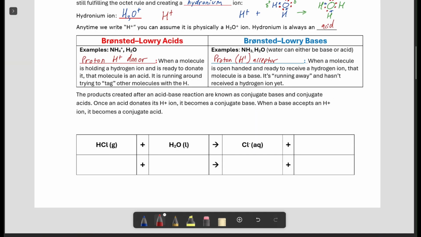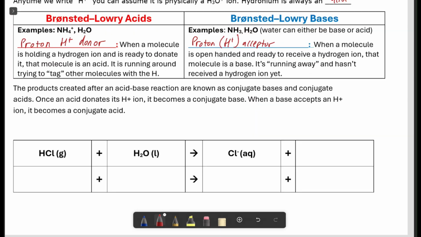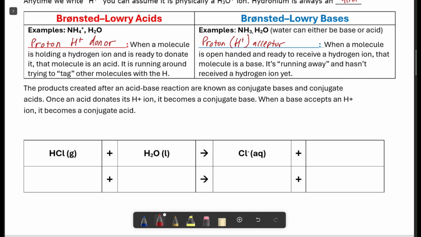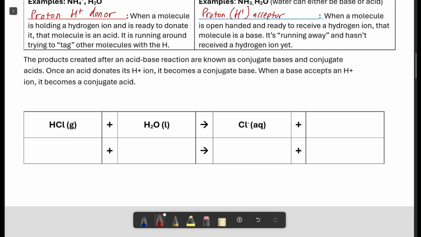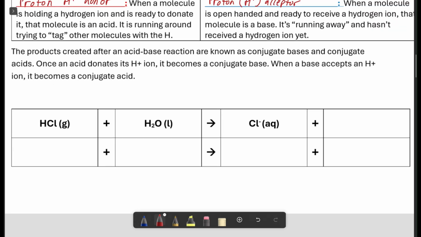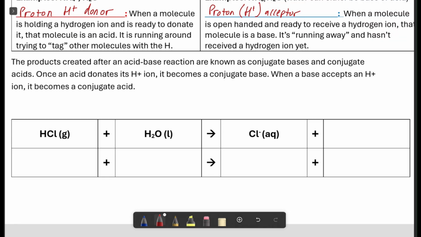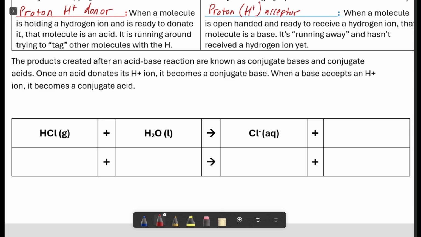The products created after an acid-base reaction are known as conjugate bases and conjugate acids. Do you use the word conjugate in another class? You're conjugating a word. That's right. What does that have to do with conjugate bases and acids? I don't know.